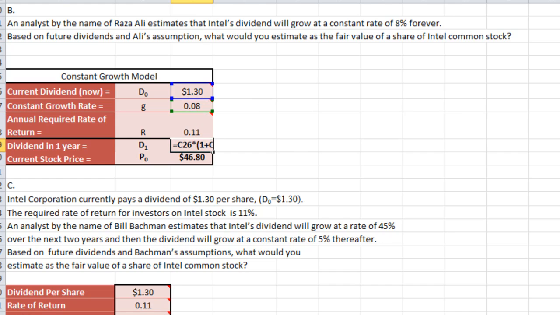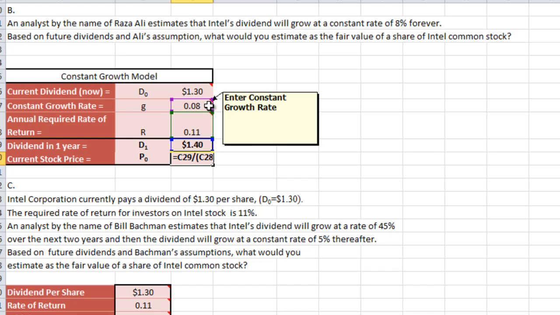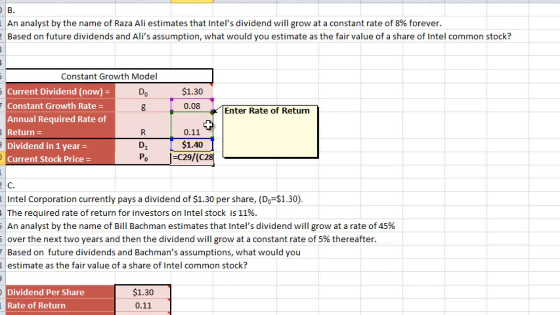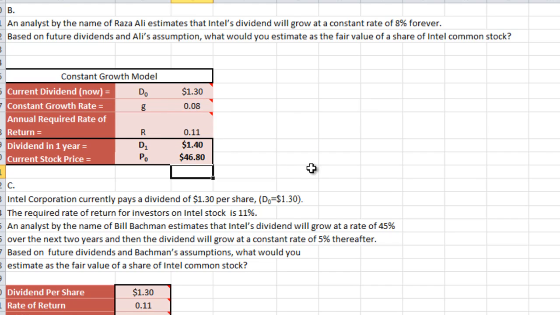Number one, we're going to figure out what D1 is, or the dividend at the end of the first year, simply by multiplying the dividend times the growth rate with a 1 in front of there, so it's an increase of 8%. Then we're going to find our current stock price by taking the 1.40, or the dividend at the end of year one, and dividing it by the annual required rate of return minus the constant growth rate, giving us a total of $46.80.